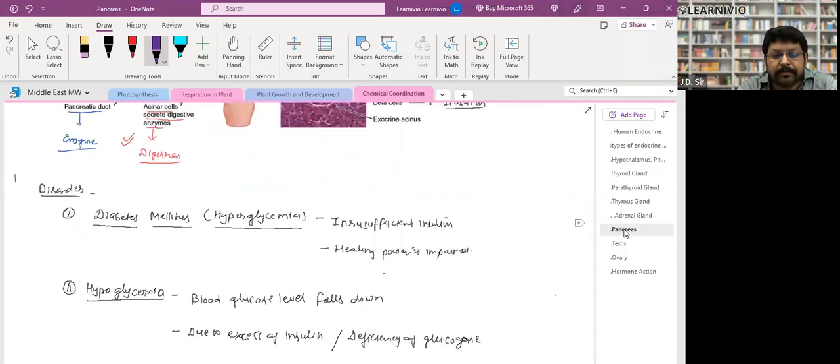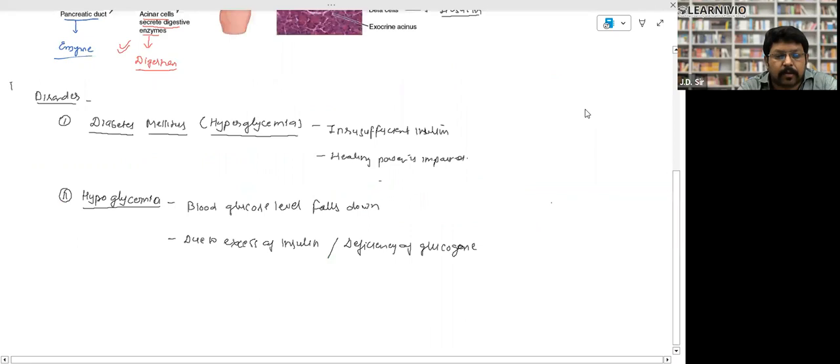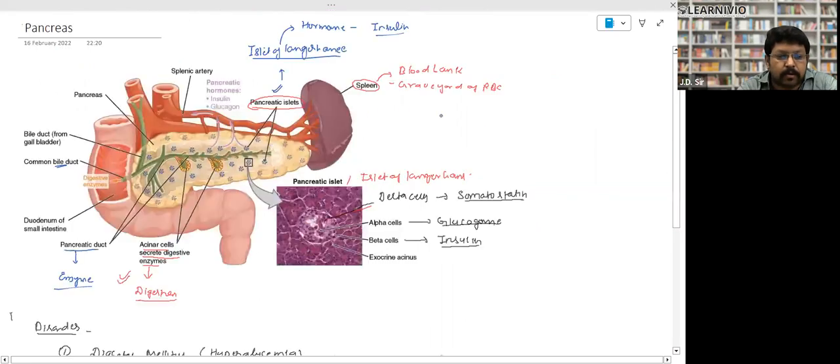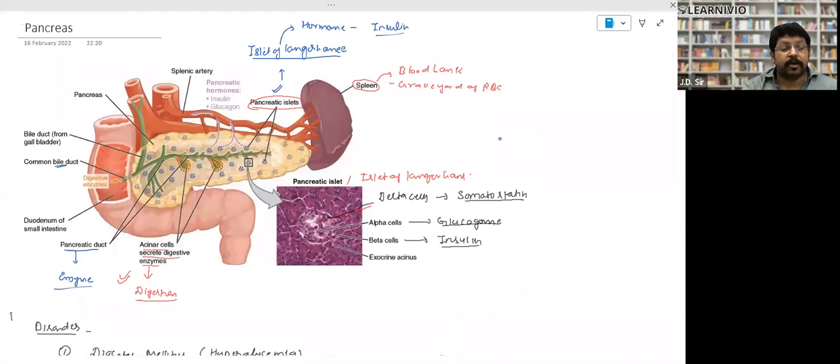Come to pancreas. Look, in this diagram, you can see the diagram of the spleen. You will hardly find a spleen diagram; I've never seen this diagram in any book. The spleen is called the blood bank or graveyard of RBC. By the way, it has nothing to do with the endocrine system, but I have put this diagram to show you the position of the spleen, which is the graveyard of RBC. Right?